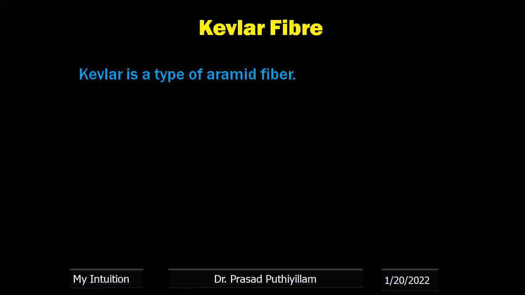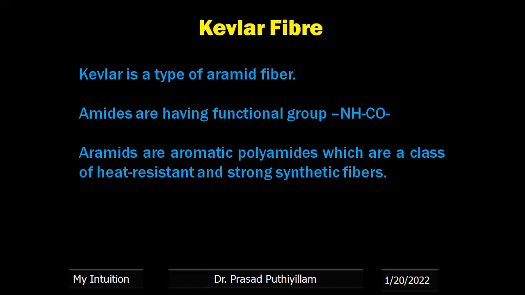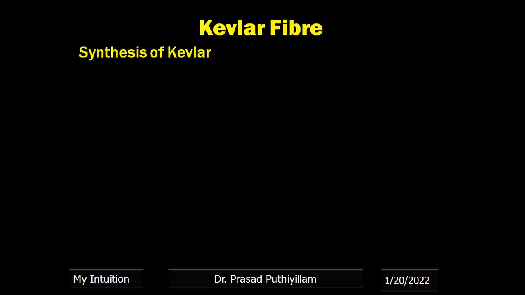In detail about Kevlar fiber. Kevlar is a type of aramid fiber. Aramid means aromatic amide. Amides have the functional group NHCO, which we call the amide functional group, and aramids are aromatic polyamides. They are amides having aromatic nature, meaning benzene or related aromatic compounds are in the structure, and we call it aromatic amide or aramid. They are a class of highly heat resistant and strong synthetic fiber.